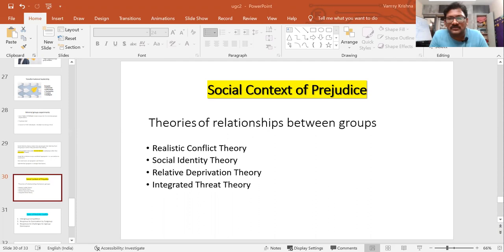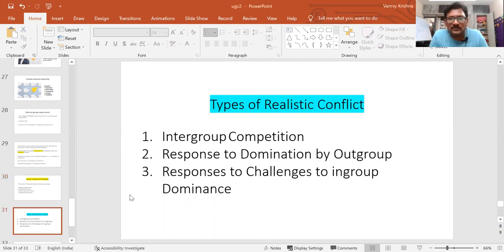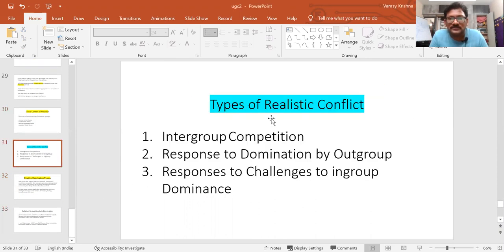So let's see how many. Within realistic conflict theory, there are different types. One is intergroup competition, the other one is response to domination by outgroup, and the third is responses to challenges to in-group dominance. So these are the different types of realistic conflict theory. Majorly here, the competition creates a conflict. That is the key point that you need to remember when the concept is concerned.